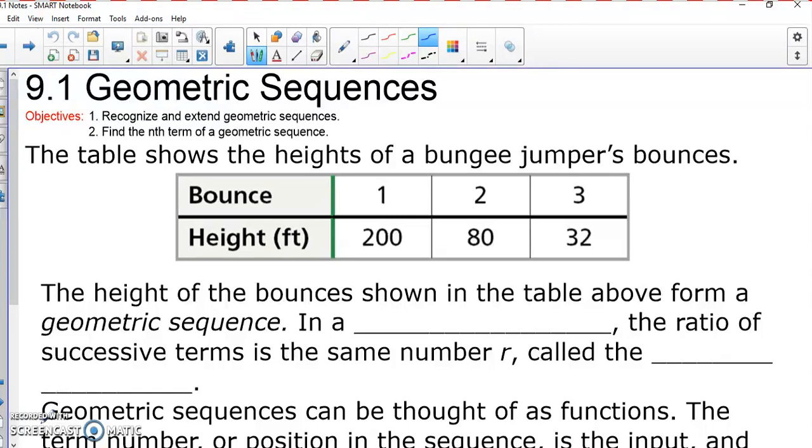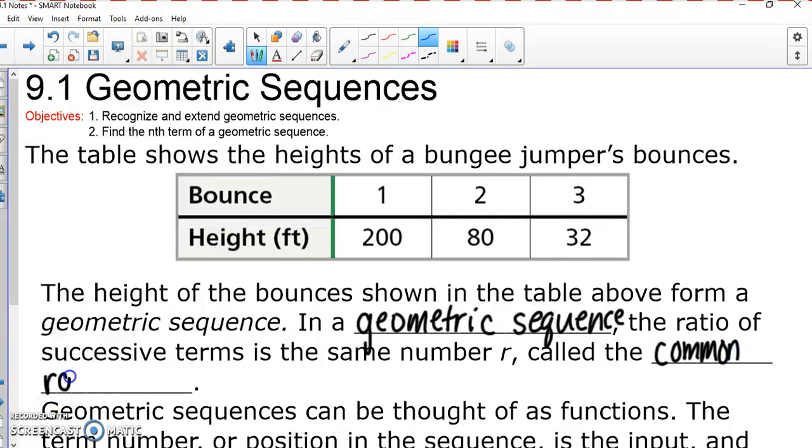So we are going to learn about geometric sequences today, and that's going to be our first vocab word here. Geometric sequences are just the ratio of successive terms when you are multiplying by the same number, r, and we're going to call that the common ratio. So when you see the abbreviation r, that stands for the common ratio, and that just means what are we multiplying each term by to get to the next term in the pattern.